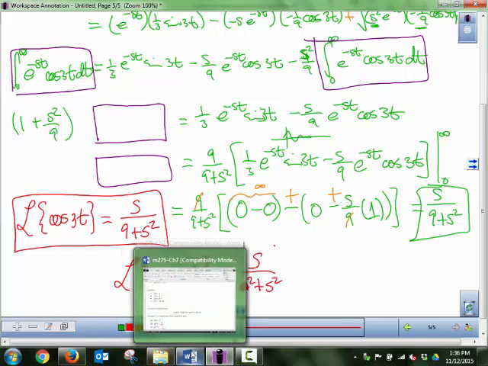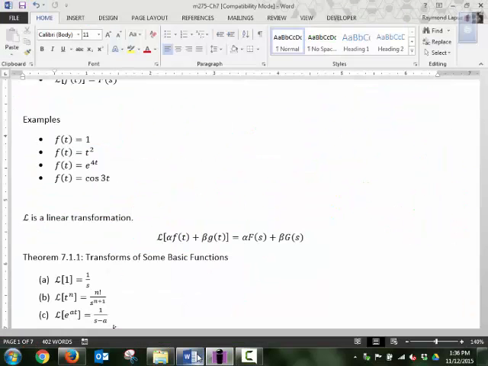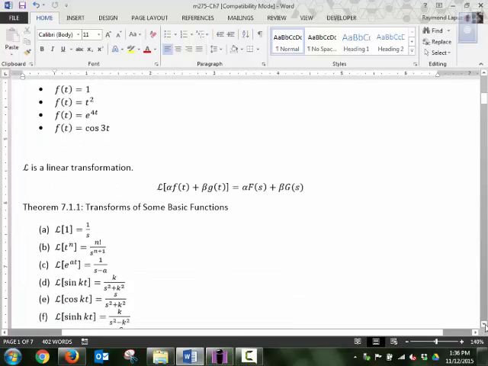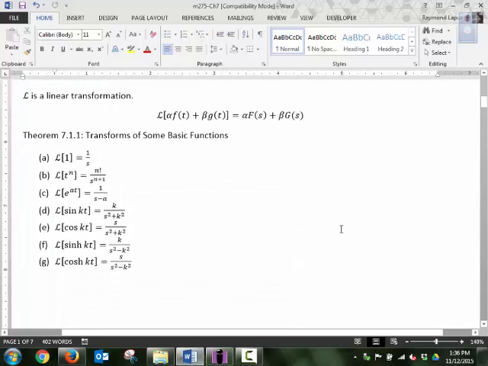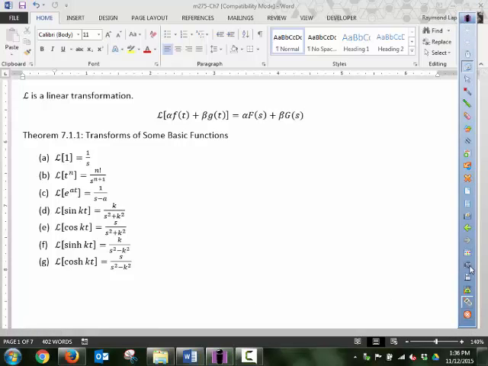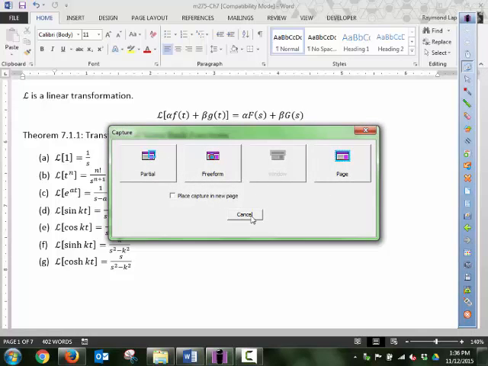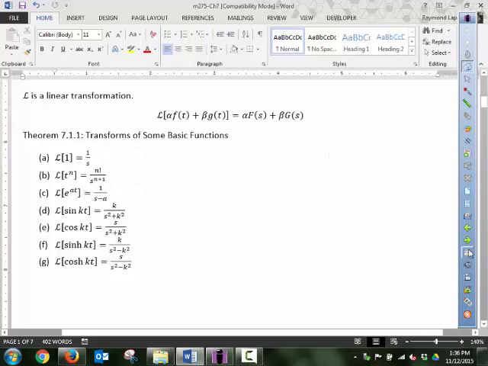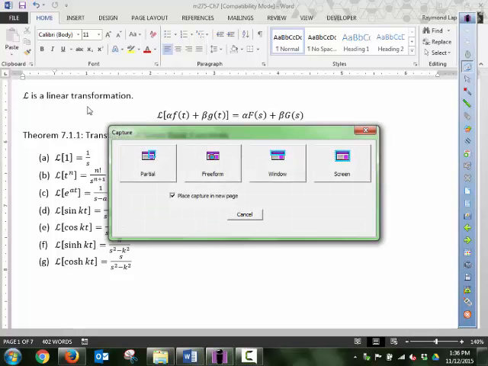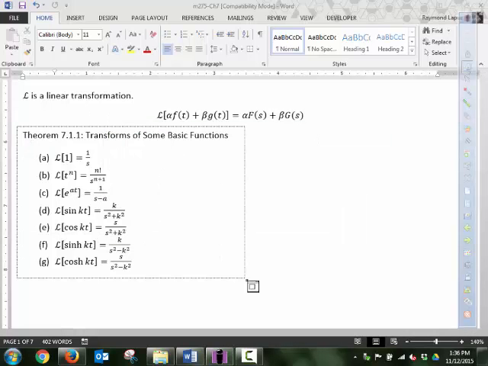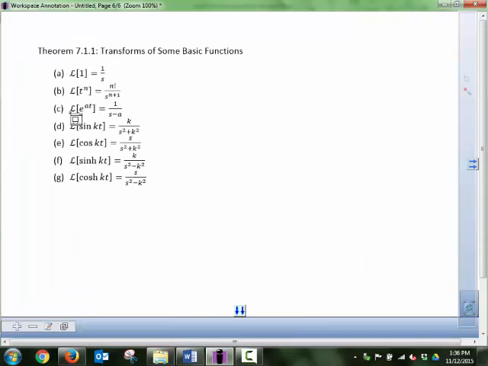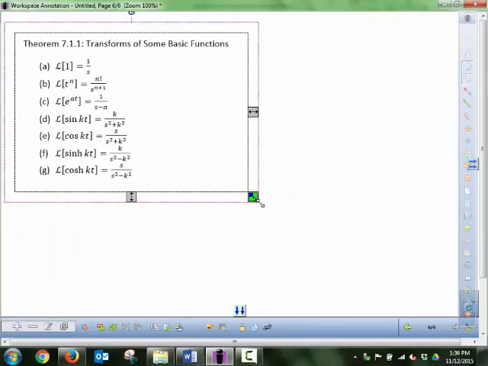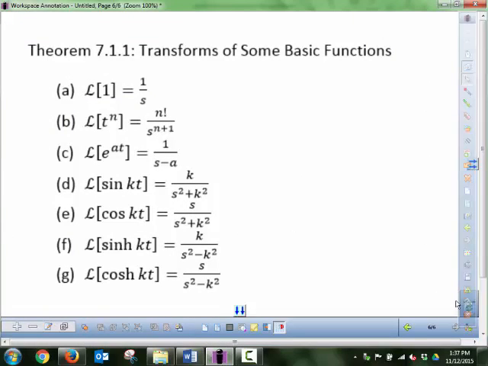We have a few of them already. We have 1, we have t to the n, and then now we have cosine 3t. So I think that's enough. We can just let you in on a handful of some basic transformations. So here's a handful that they have. We can certainly build more.